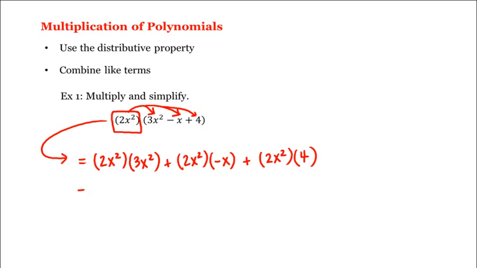which is equal to 2 times 3 is 6, and then times x to the fourth. Because the bases are the same, we add the exponents. And then minus 2x cubed, and finally plus 8x squared. And since there's no like terms to combine, this would be our answer.